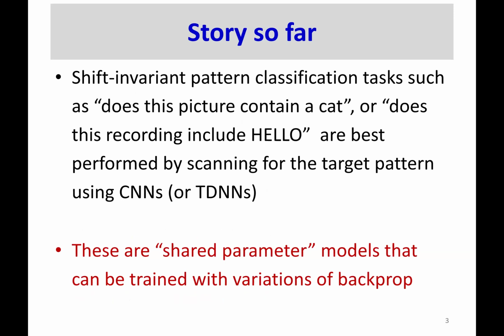So here is the story so far. Shift invariant pattern classification tasks, such as does this picture contain a cat, or does this recording include hello, are best performed by scanning for the target pattern using convolutional neural networks or time delay neural networks. These are shared parameter models that can be trained with variations of backpropagation.